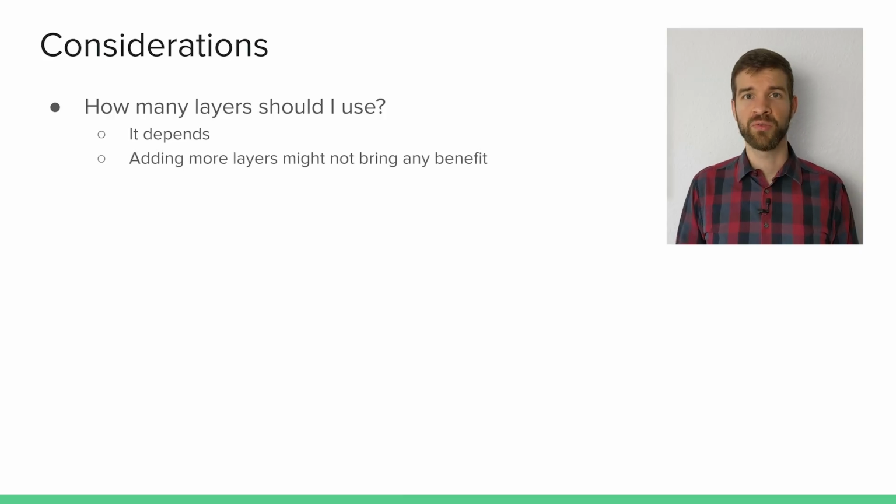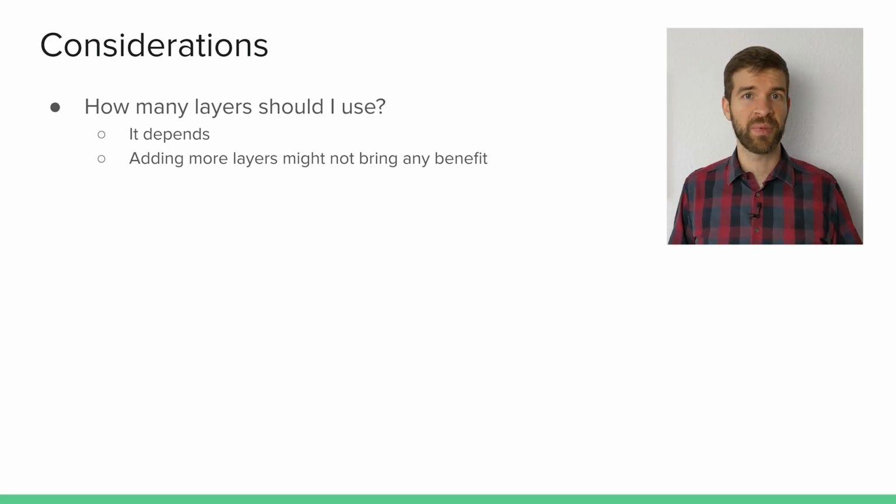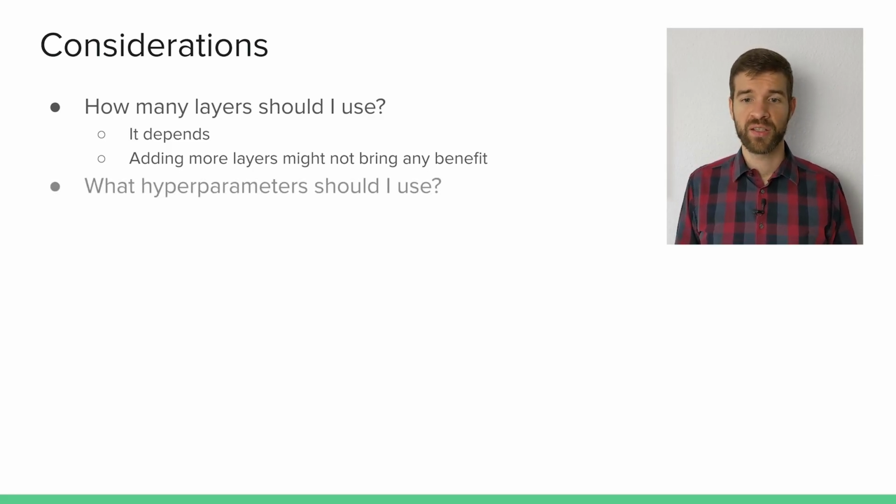So some considerations when you design your network, when you think about the architecture, is: how many layers should I actually use? Well, the answer is it really depends on your problem. Of course, you might want to add more layers to extract more features, but at a certain point it might not bring any benefits. This is a big problem, that people don't know when they start how many layers they should put in place. And they also don't know which hyperparameters they should use.